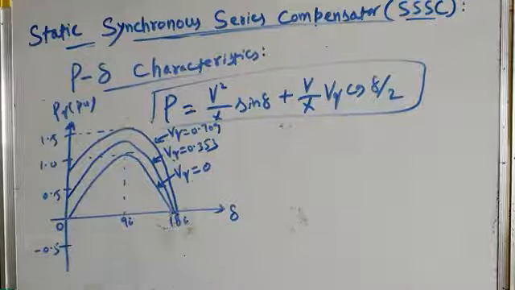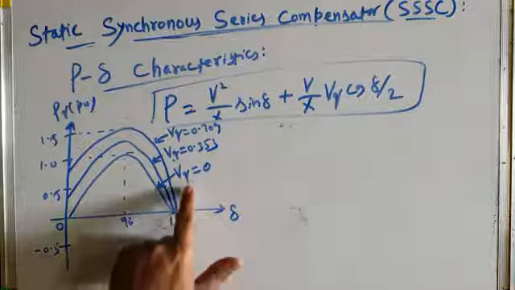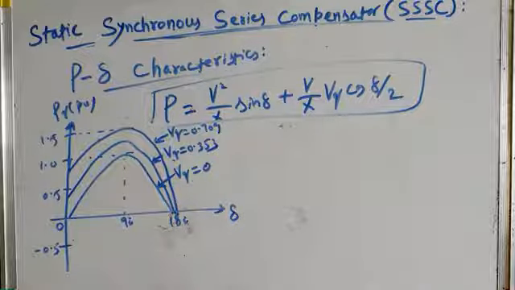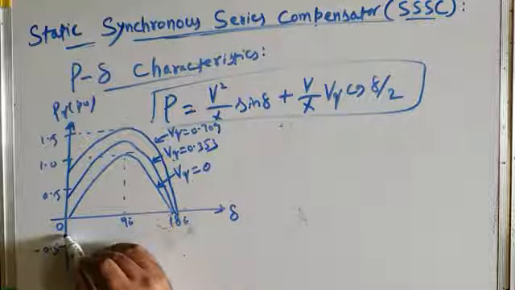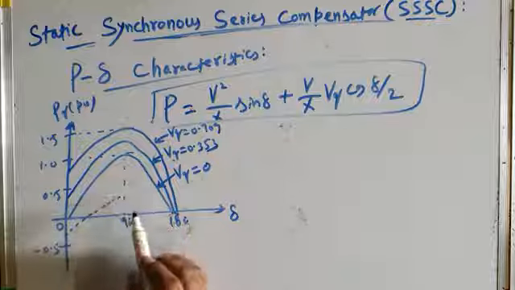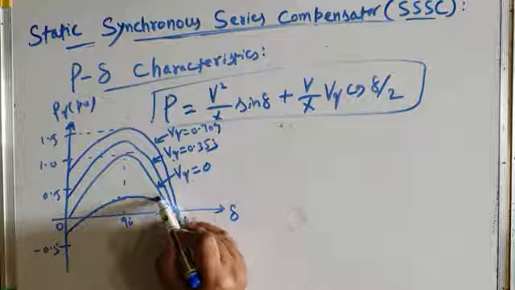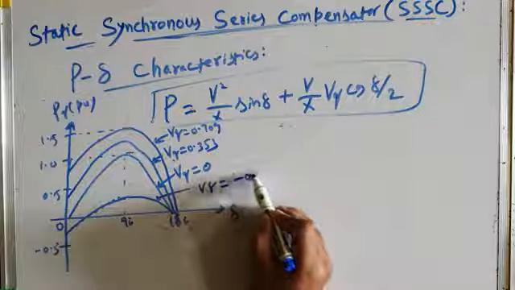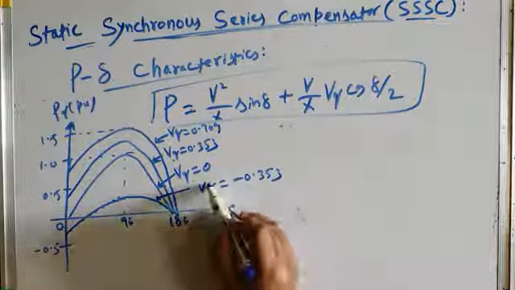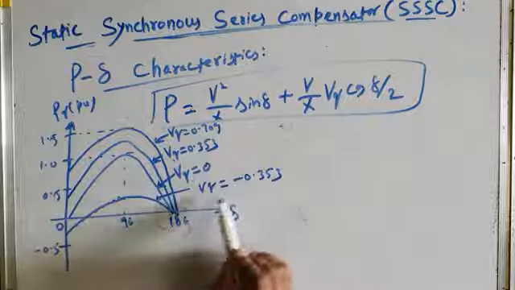If you are using your SSSC in the inductive region, what it will do, VQ, the injected voltage, its phase will be now reversed. And therefore, instead of increasing the power, it will decrease power, and your injected voltage will be negative. So for example, for VQ equal to, let me show you, this is the power angle characteristic for VQ equal to minus 0.353 per unit. See now here injected voltage is plus, here I have made it minus.